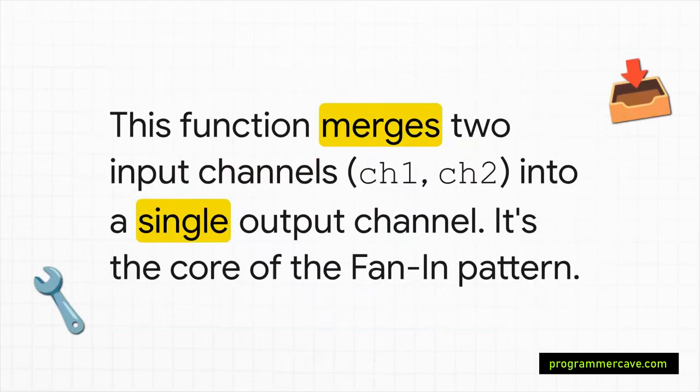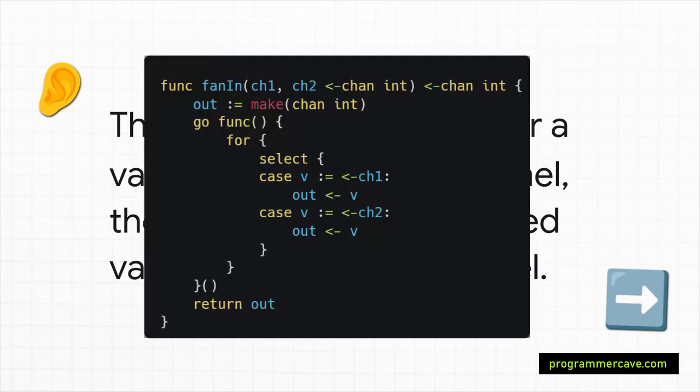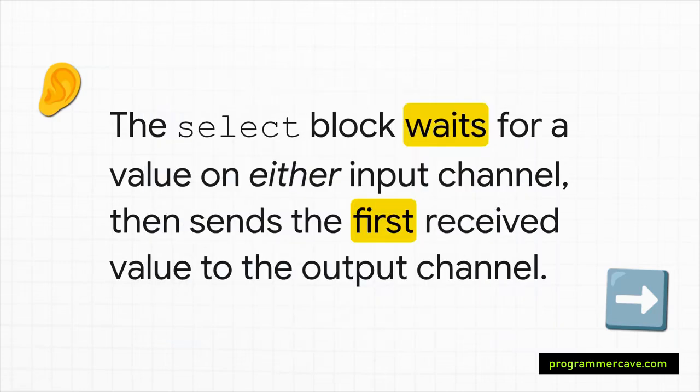In fact, we can use select to build that fan-in pattern we just talked about. So imagine we have a function that needs to take two input channels and merge them into a single output channel. The function signature would look something like this. Now inside a Go routine, you'd have a select block like this one. It's just sitting there, waiting. It's got its ear to both channel 1 and channel 2. The instant a value shows up on either channel, that case runs, it grabs the value, and sends it down our single output channel. It doesn't play favorites. It just goes with whichever one is ready first.